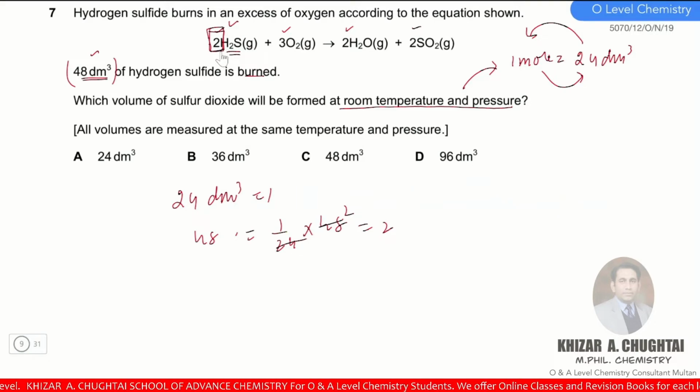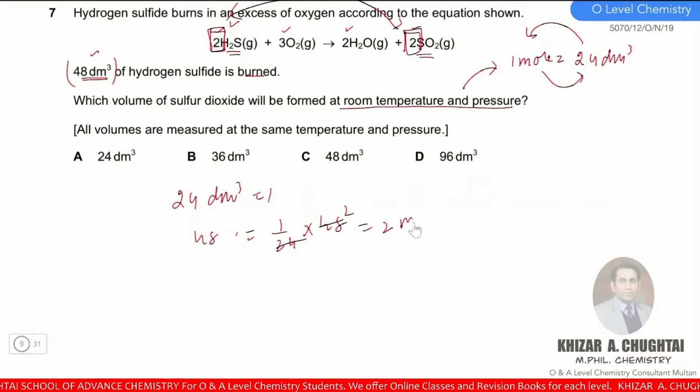If we are using 2 mole of H2S, according to this balanced chemical equation, how much SO2 should be formed? That is again 2 mole. H2S and SO2 are in 2:2, I mean the same ratio. You can also say 1:1 in this case. And so the same amount of SO2 will be formed. Same mole of SO2, same volume of SO2 will be formed.